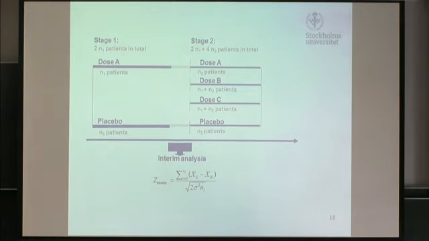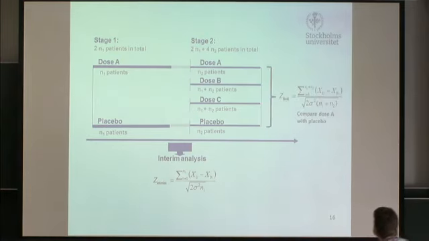So in the interim analysis, we compute a Z-statistic, and then in the final analysis, we compare, as a main comparison, which I focus on, dose A with placebo, and have until the total sample size N1 plus N2, the Z-statistic.